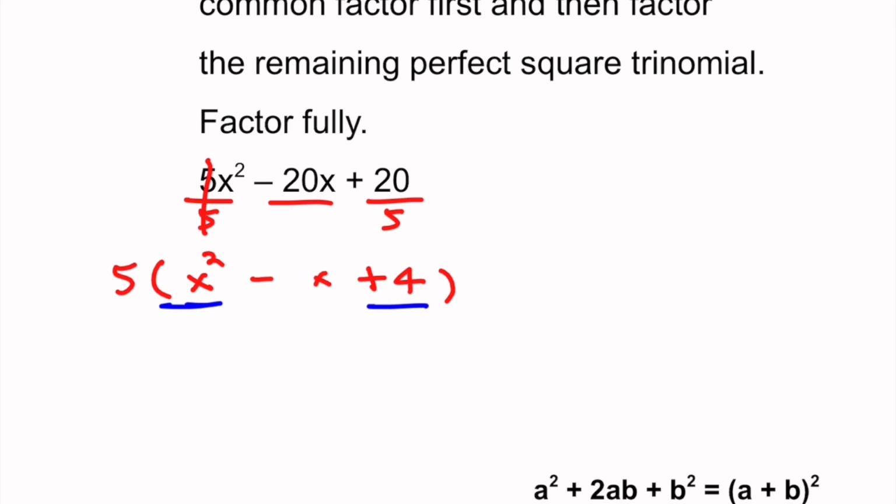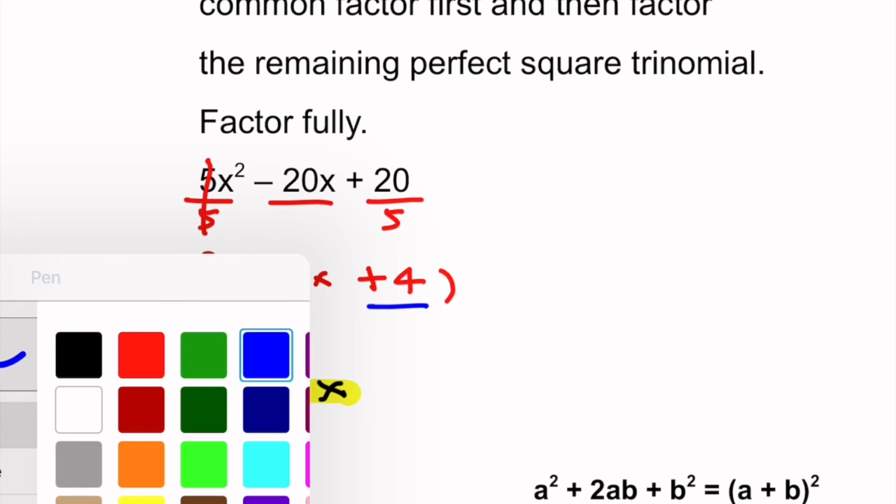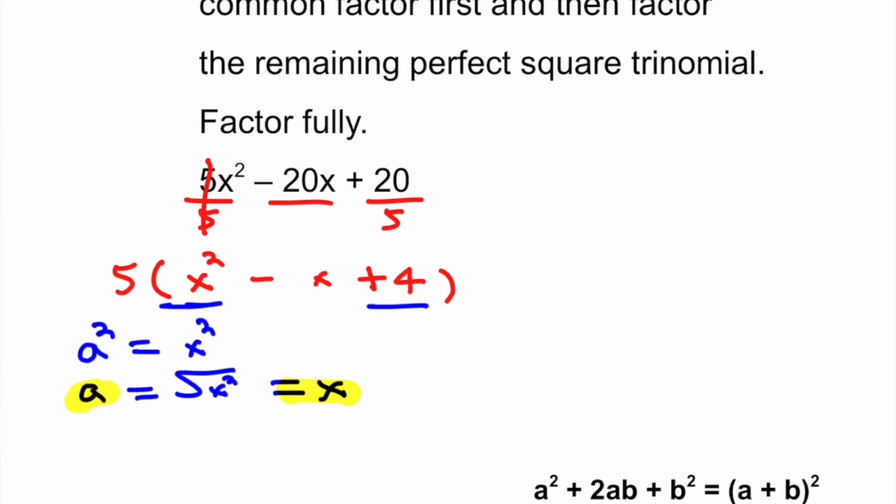So our a squared value would be equal to that first term of x squared. And again, if we solve for just the a, we square root that, we end up getting just x. Okay, so our a value is x. Now let's check the b squared value at the end. So b squared is equal to 4. So if we solve for b and square root 4, we get 2. Okay, so far it's looking like it's a perfect square trinomial.